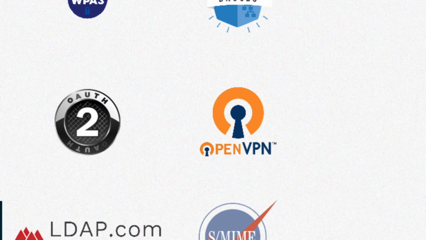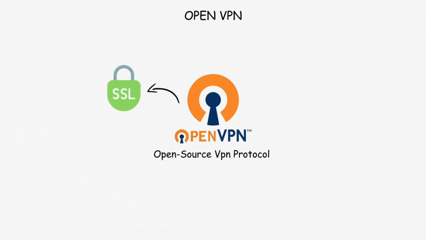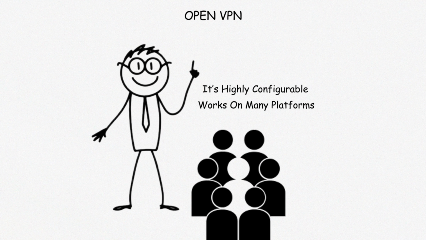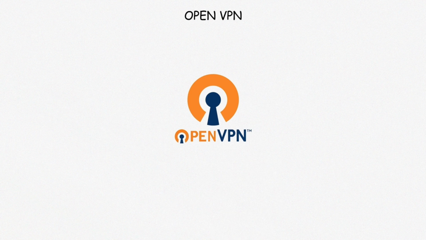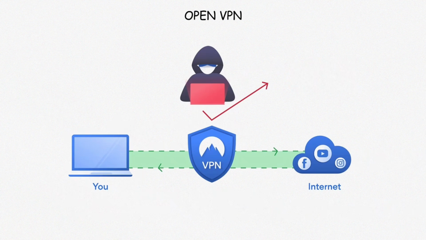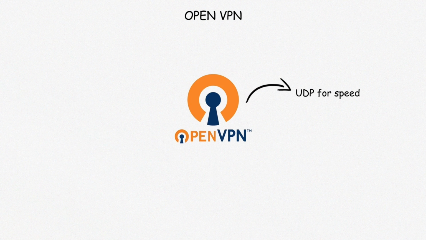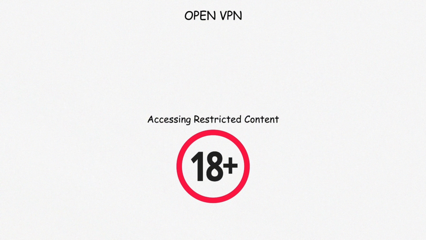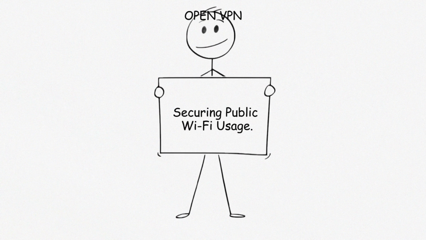OpenVPN. OpenVPN is an open-source VPN protocol that uses SSL/TLS to establish secure point-to-point or site-to-site connections. It's highly configurable and works on many platforms, which is why it's widely adopted by both individuals and corporations. When you connect using OpenVPN, your internet traffic is encrypted and routed through a secure tunnel to a remote server. That server becomes your new IP address, masking your real location. OpenVPN can use either UDP for speed or TCP for reliability, depending on what you need. It's especially popular for bypassing censorship, accessing restricted content, and securing public Wi-Fi usage.